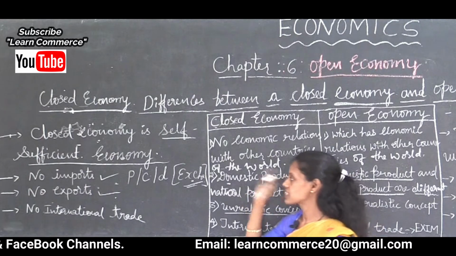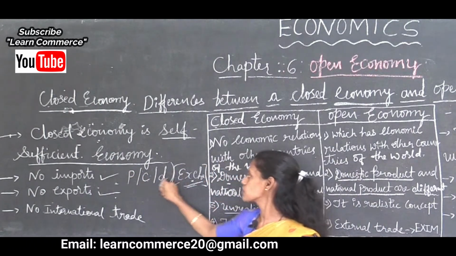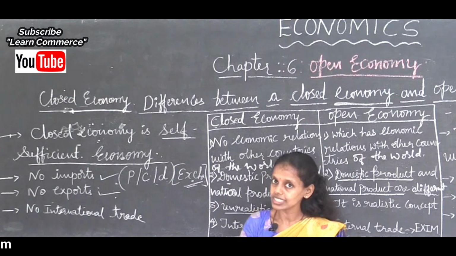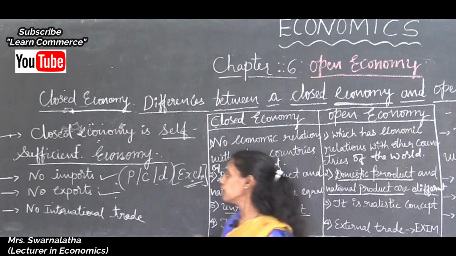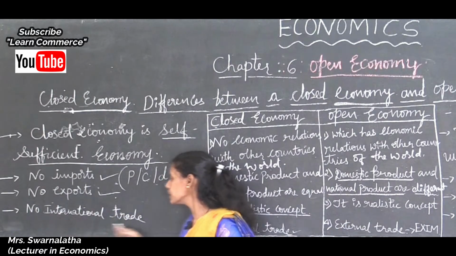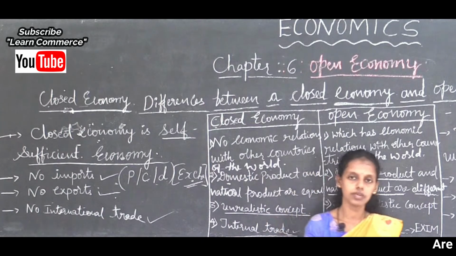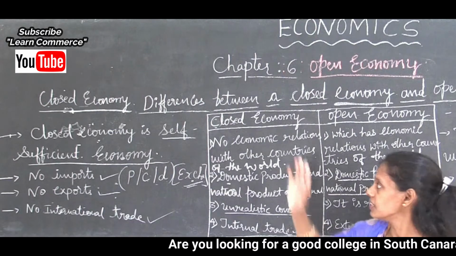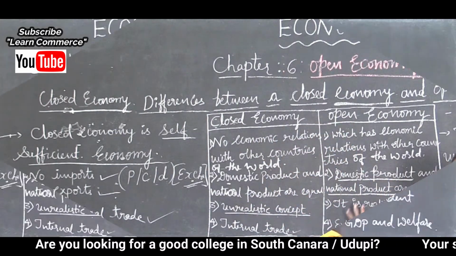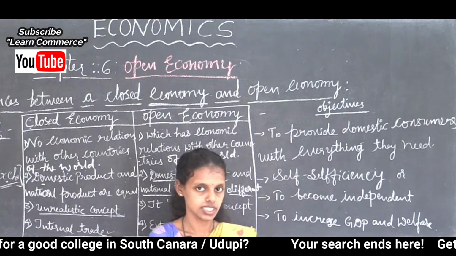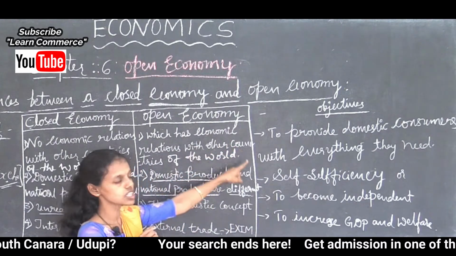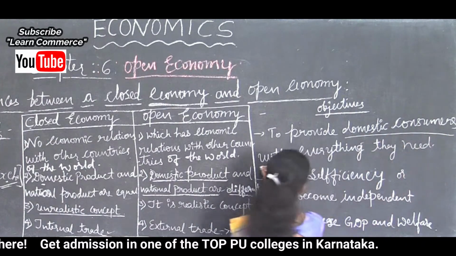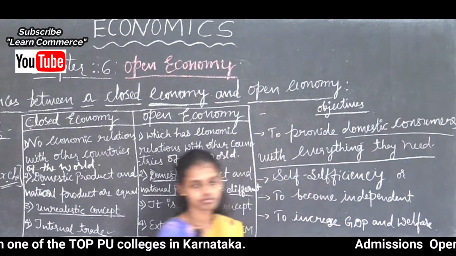So the main aim, I will say why it is like that, is that production, consumption and distribution are the main aim, and fulfilling the needs of the particular country's generation or people is the main aim. No international trade, no export, no import, nothing but no international trade. It means no external trade takes place in the closed economy. So what are the objectives of a closed economy then? Let us see. The main objective of a closed economy is to provide domestic consumers with everything they need.